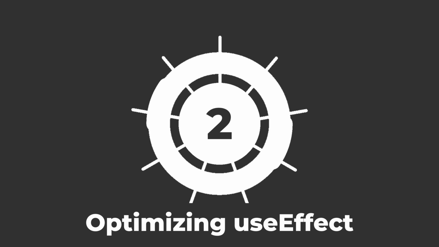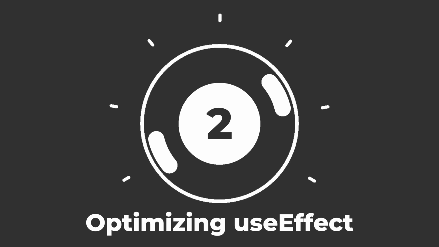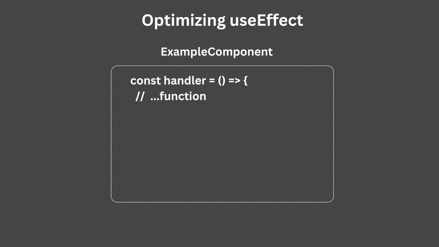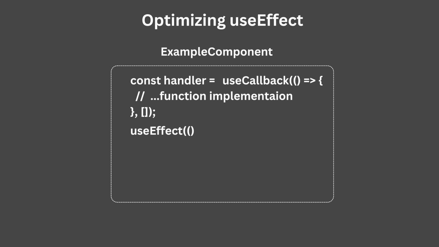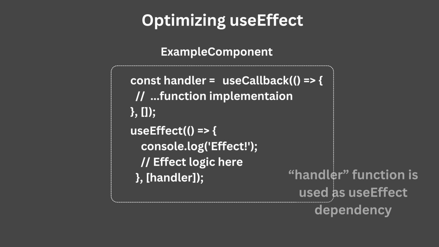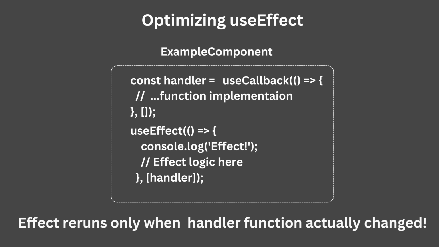The second, optimizing useEffect. Memoize functions used as dependencies in useEffect. Use React useCallback hook to ensure that the hook only runs when necessary. When using useEffect, you can specify dependencies that determine when the effect should run. If any of these dependencies change, the effect reruns.